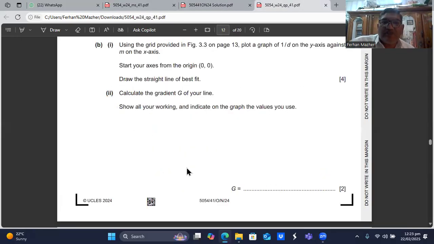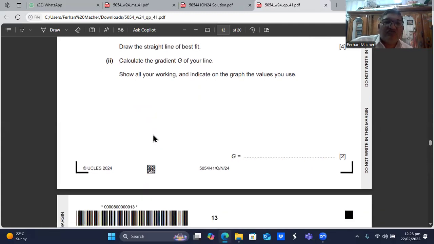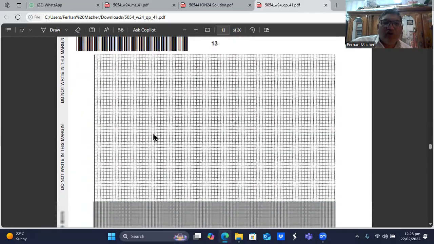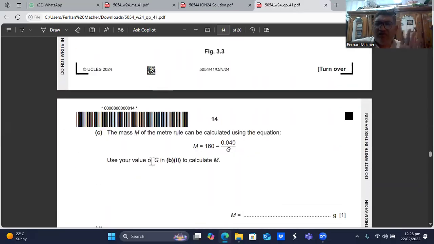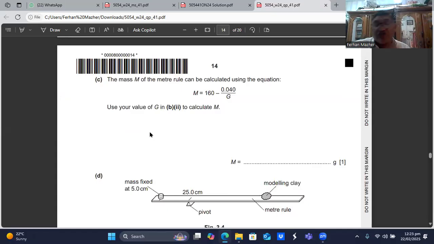So the solution is not written by me, but it has been written under my supervision. I hope you understand how to find the gradient. Our answer is a little off from the answer given in the marking scheme, but there's no problem in it. You're supposed to learn the technique basically.